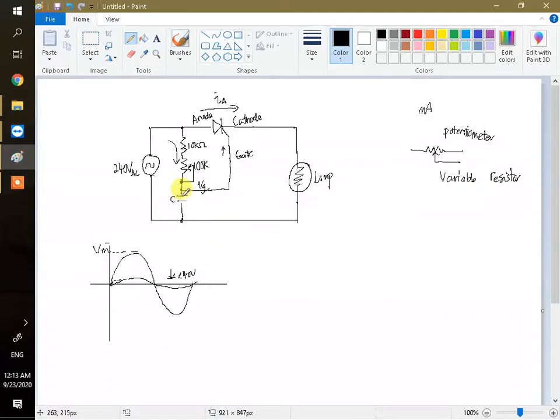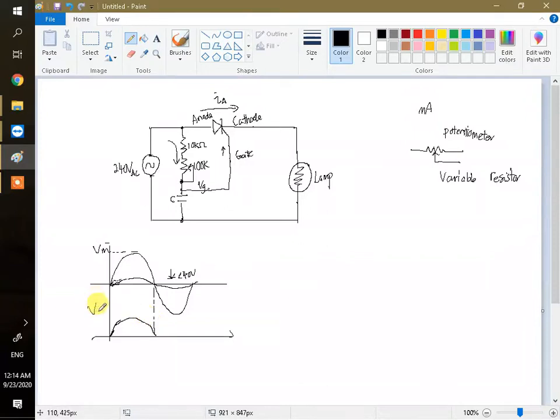Because the charging rate of this capacitor is slow, when the capacitor first charges to a certain voltage here, this will turn on. So this is the capacitor voltage here. Let me follow this. This is exactly the same phase. So the capacitor voltage is something like this.